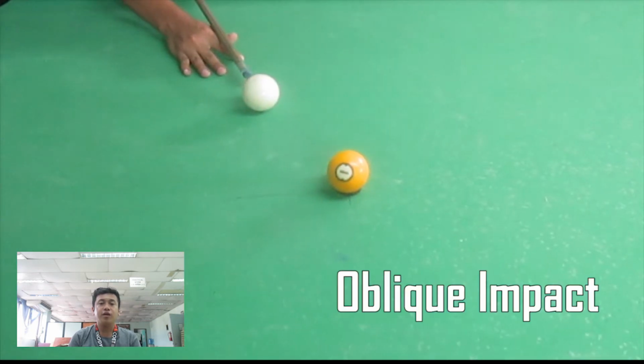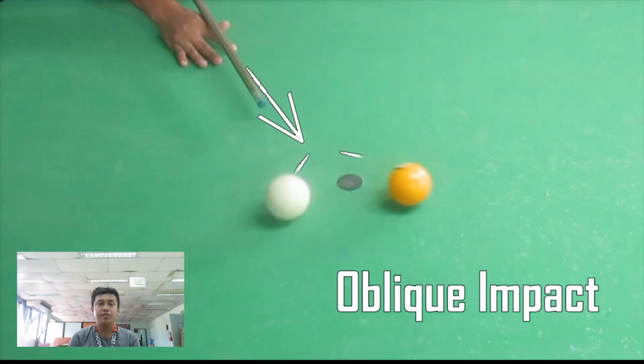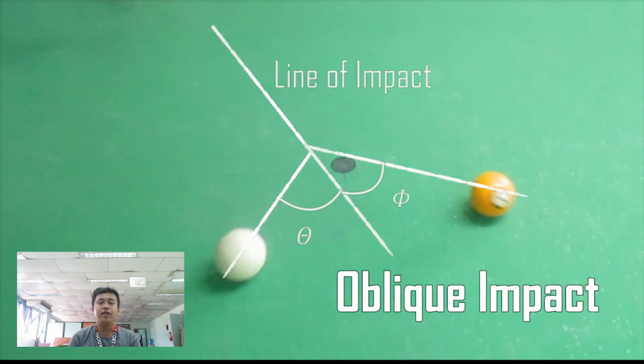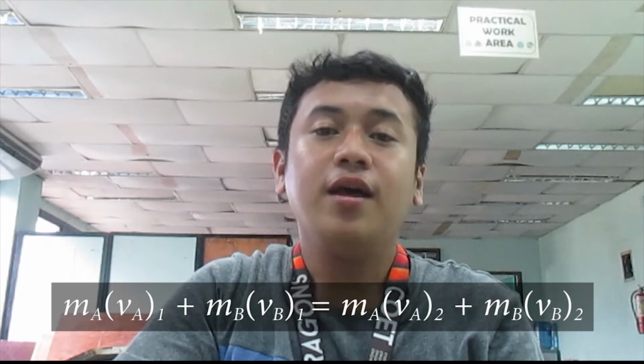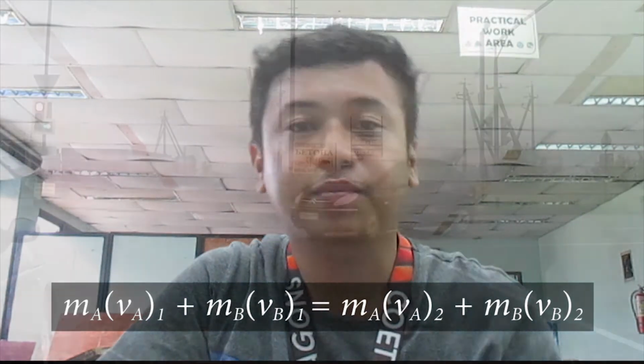When the motion of one or both of the particles makes an angle with the line of impact, the impact is said to be oblique impact. Accordingly, in any impact, there must be a conservation of linear momentum. So, let's go over this example.